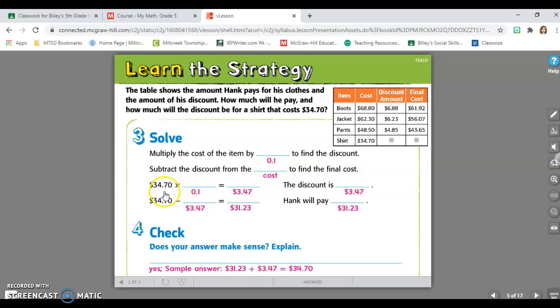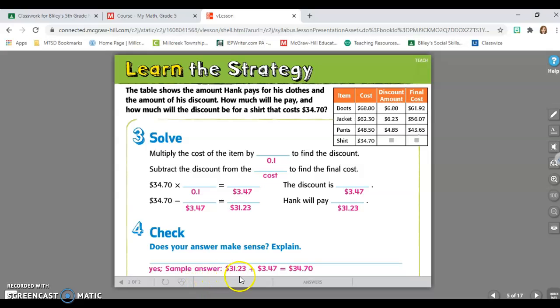We are going to multiply our price, or how much the shirt costs, by 1/10, which will give us $3.47. This is our discount amount, which would go in this box right here. We can then subtract it from our total cost to figure out how much we will be paying. So Hank will pay $31.23 for the cost of his shirt after the discount.